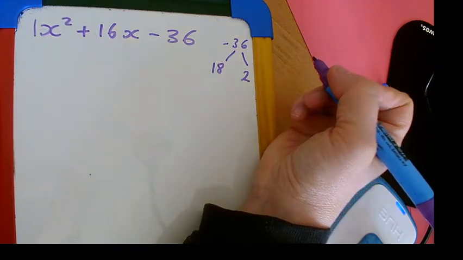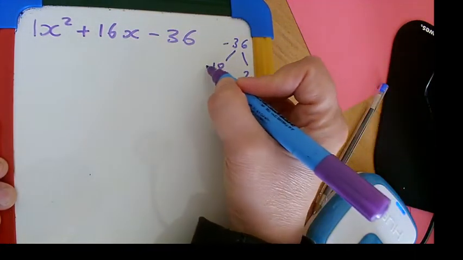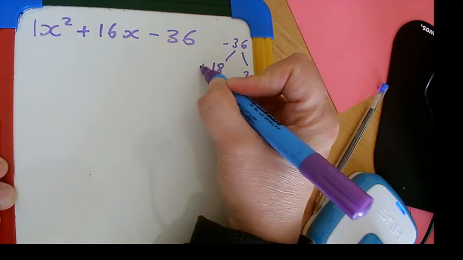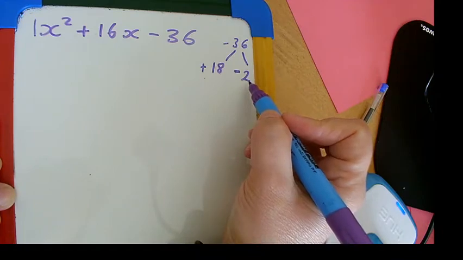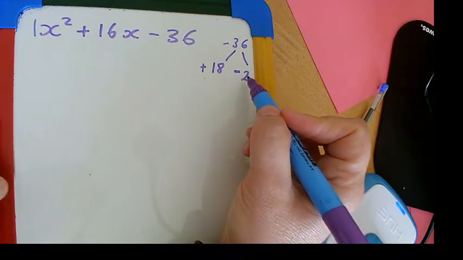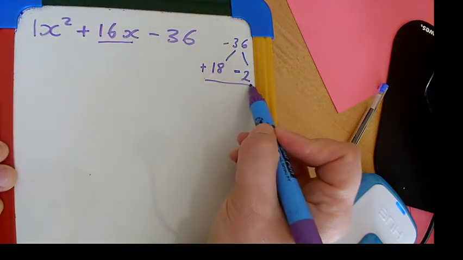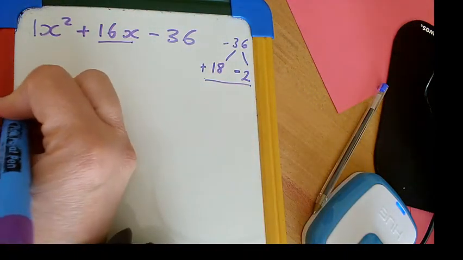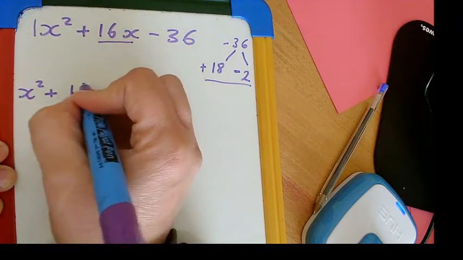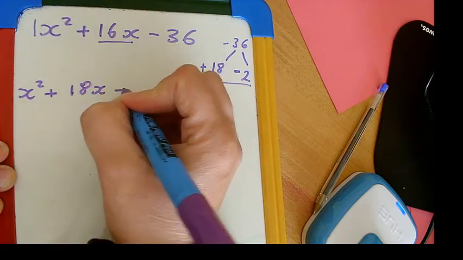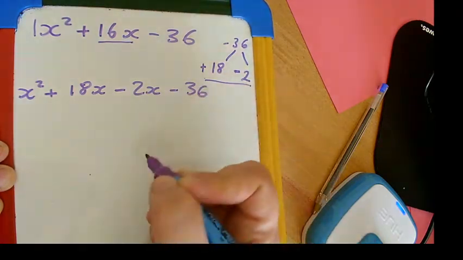Now I'm after a plus 16, so therefore I'm going to need a plus 18 and a minus 2. These signs are now all of a sudden very, very important. What I'm now going to do is replace the middle term with these two. So I've still got an x squared. Instead of 16x, I've now got an 18x minus a 2x, and then the minus 36.